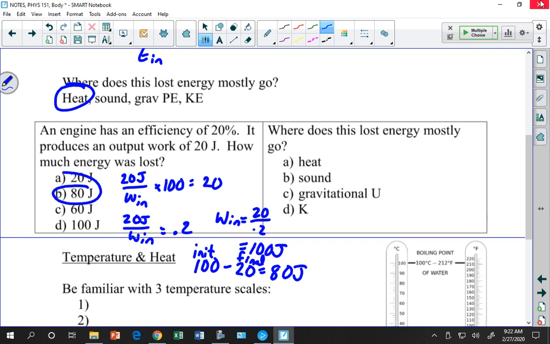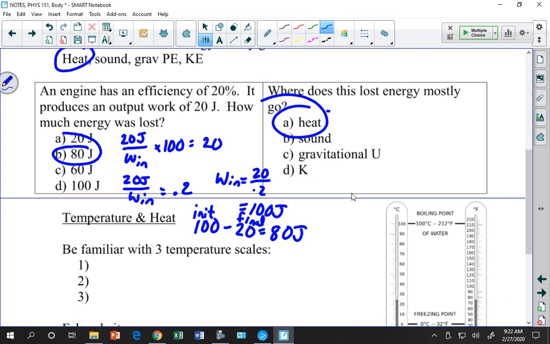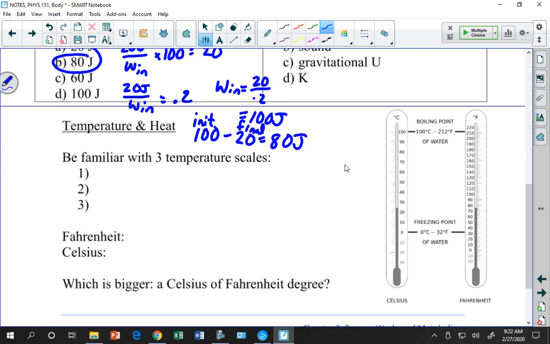All right. Where does the lost energy mostly go? All right, it goes into heat. So we just answered that out of circle A. Okay, so temperature and heat.